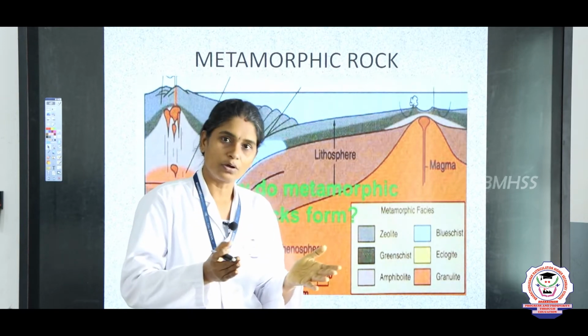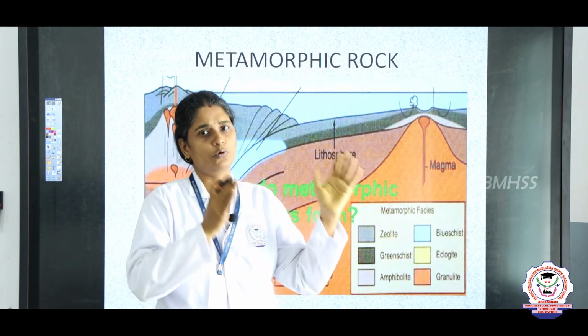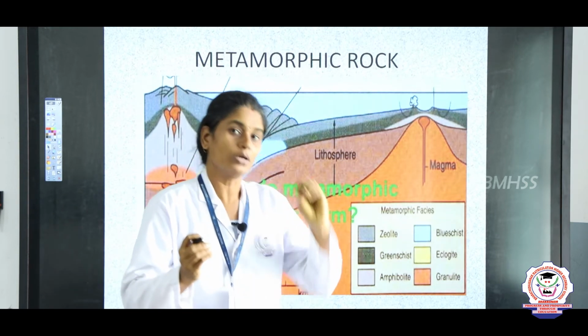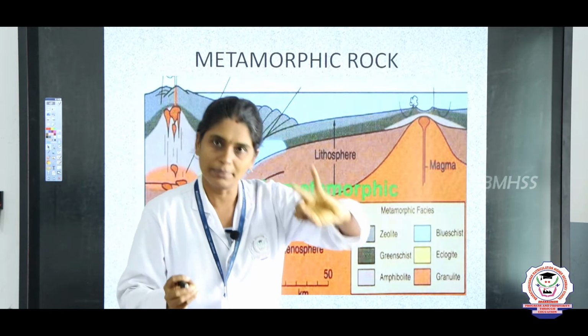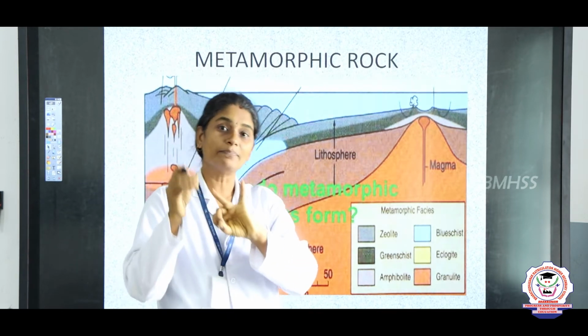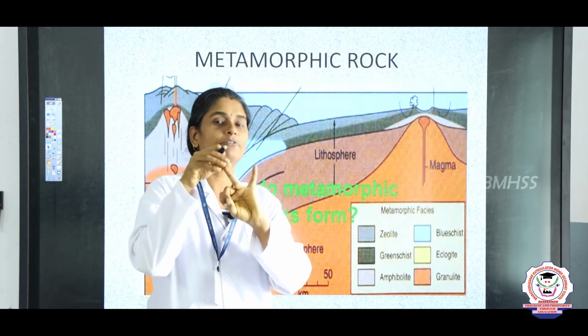So existing rock means, over a long period of time, the existing rocks are igneous rocks and sedimentary rocks, right. So these metamorphic rocks are formed from the igneous rock and from the sedimentary rock.